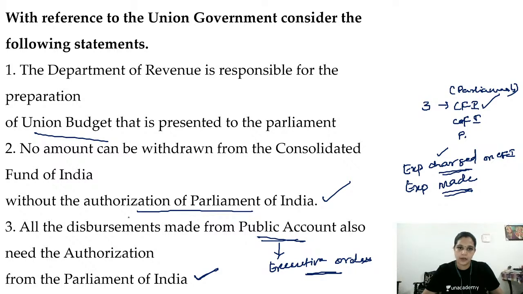The third statement is definitely wrong because it does not need the authorization of Parliament. I'm eliminating the third option. I have only two options, 1 and 2 only, or 2 only. I know very well that the Department of Revenue is not responsible.